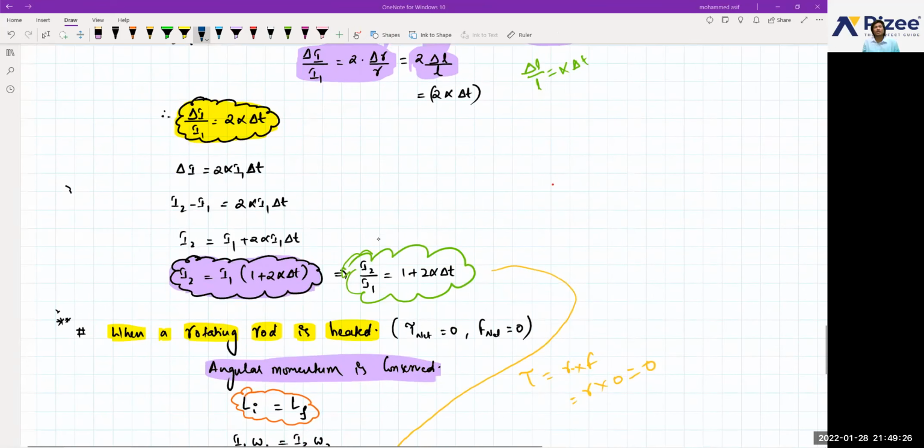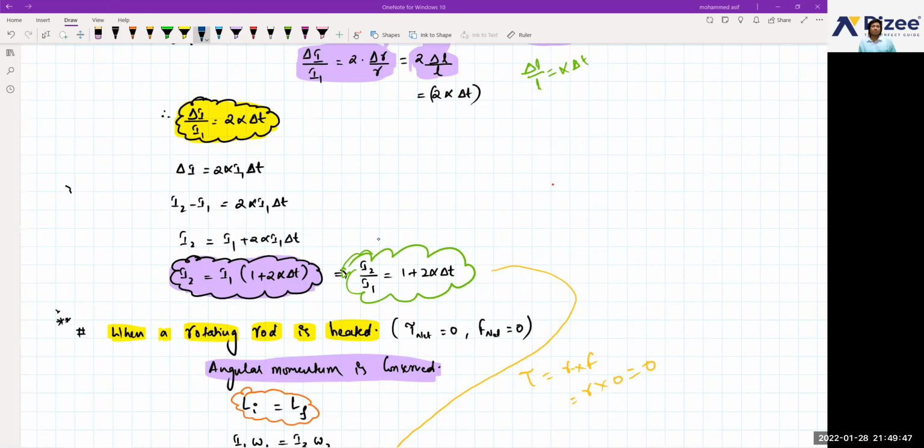See here, if I am writing this value, delta I will be equal to 2 alpha into I1 into delta T. I2 minus I1 is equal to 2 alpha into I1 into delta T. If I1 goes to the other side, this becomes I1 plus 2 alpha I1 into delta T. I1 becomes common, so I2 will be equal to I1 into 1 plus 2 alpha into delta T. So I2 by I1 will be equal to how much, beta? 1 plus 2 alpha into delta T. Very, very important formula, beta.